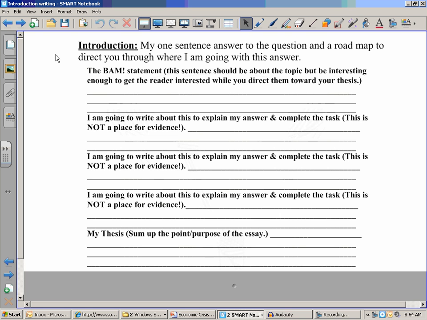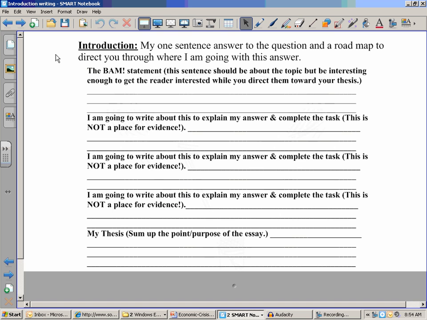Now, after you have read through the essay task and you discover what it's asking you to do, you need to form an argument or a claim, and oftentimes we refer to that as your thesis. Generally, the thesis goes at the end of your introduction. So how do we start it?